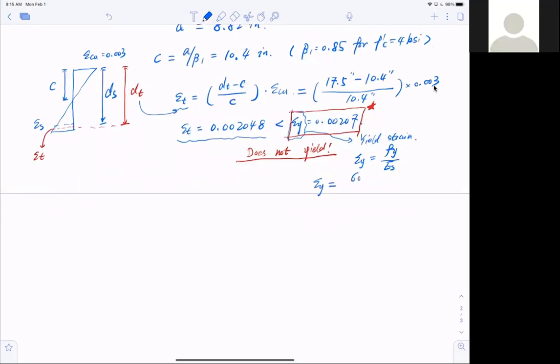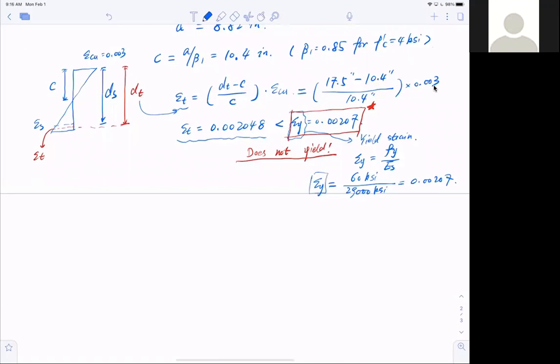60 ksi divided by 29,000 ksi. That's right. So that's how you got this number of 0.0207. Oh, all right. Well, thank you. Sure, no problem. This is a good question. Be careful, this epsilon y changes when you have different grade.